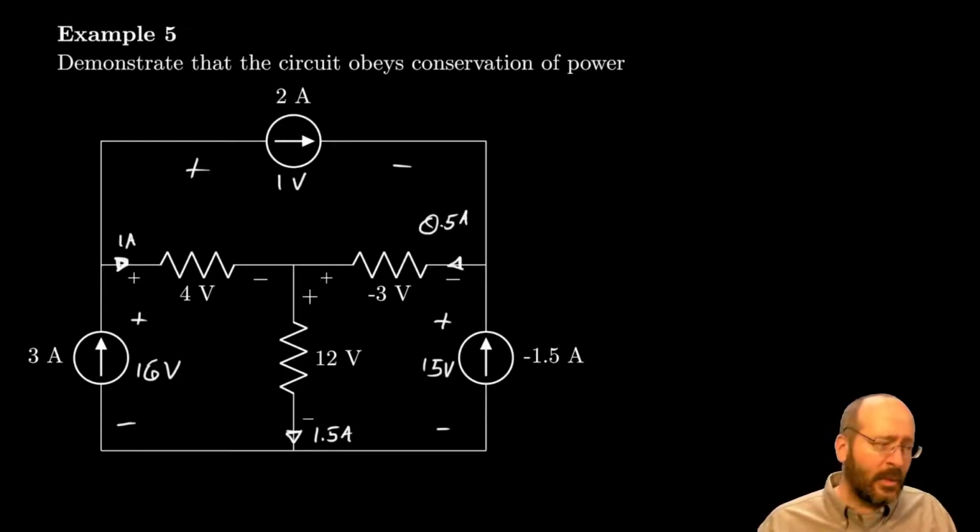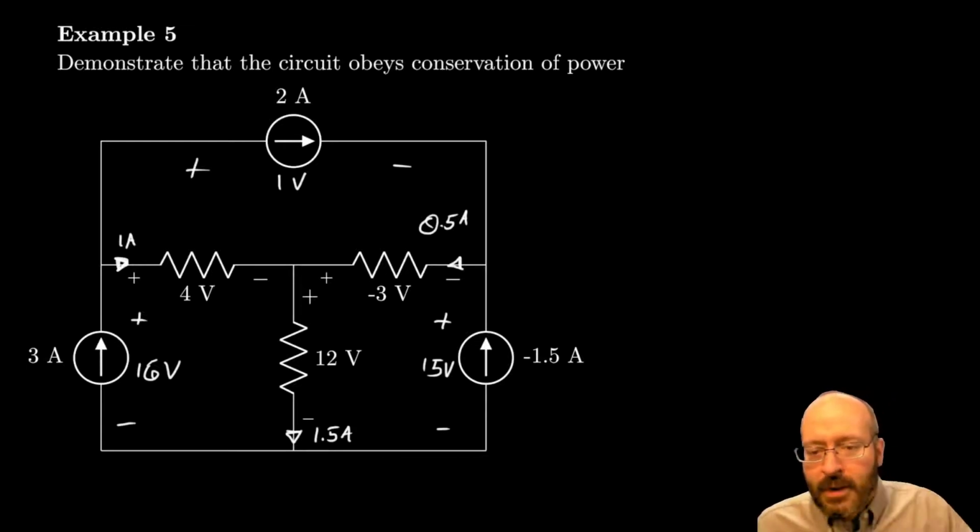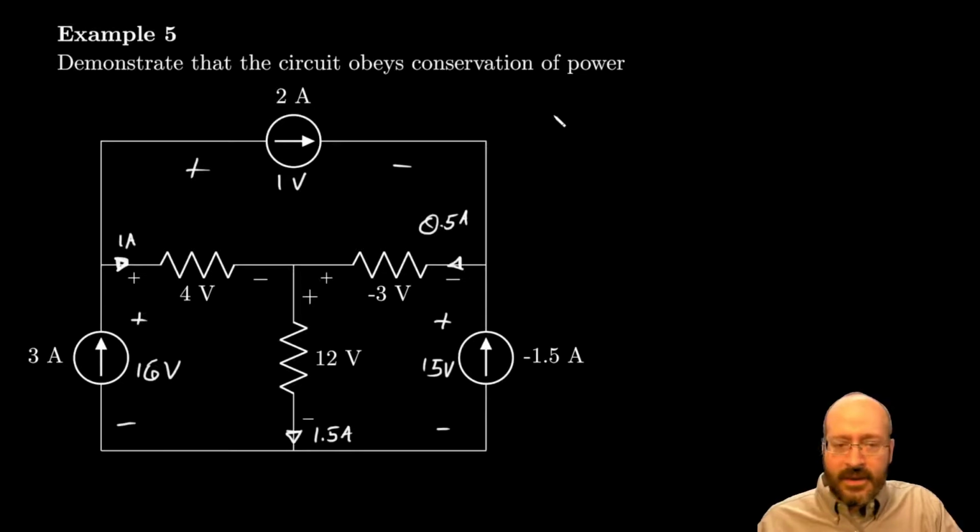So we got to start somewhere. You're not here to pick for me, so I get to pick which element we start with. It doesn't matter. Just pick one and go with it. So why don't we start with the resistors? I think they're the most obvious. I think they're a little easier than the sources because they are passive elements. So we know that they're passive right off the bat. Okay, so I'm going to start with the 4-volt resistor.